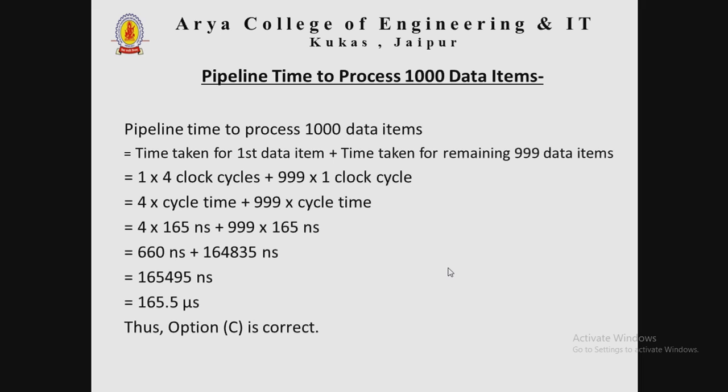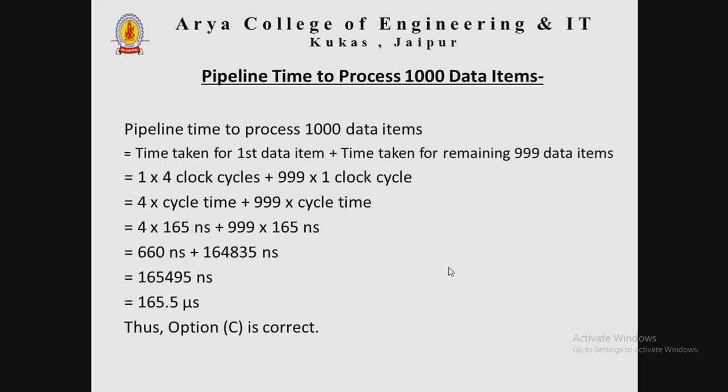While we move to the pipeline time to process the 1000 data items, it is simply the time taken for the first data item plus the time taken for the remaining 999 data items. It equals 1 into 4 clock cycles plus 999 into 1 clock cycle. It is further 4 into cycle time plus 999 into cycle time.